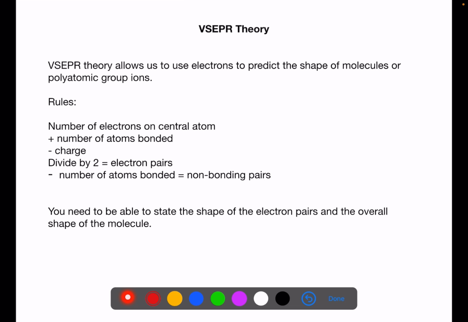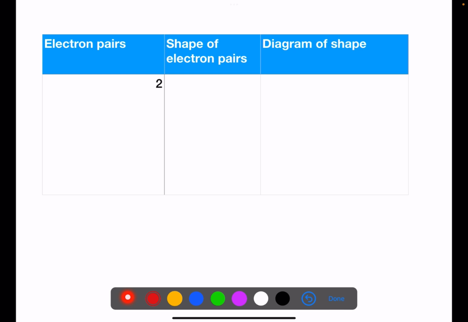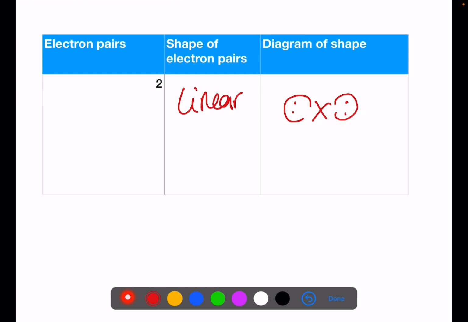That's the easy bit. Once you've got those numbers, you then need to work out what shape you would have. You need to be able to state the shape of the electron pairs and the overall shape of the molecule, which is influenced by the non-bonding pairs. So let's first of all just look at electron pairs. So if you have 2 electron pairs, the shape would be linear. Okay, so this would be something like this here. Okay, just in a straight line.